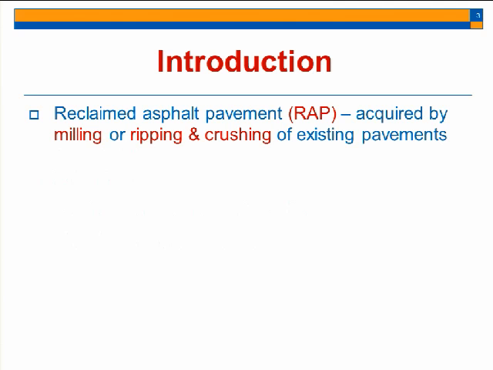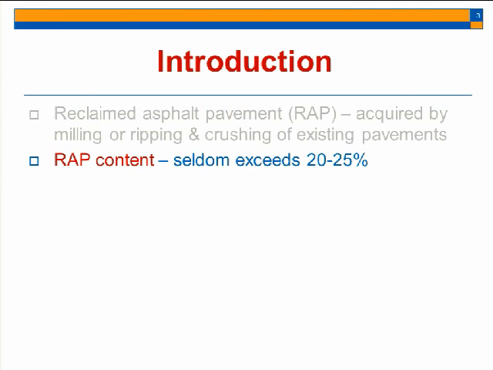So, just to give a brief introduction about RAP. RAP is reclaimed asphalt pavement. We generally acquire it by milling, ripping, or crushing of the existing pavements in the field, and then they take it to the asphalt plants and keep it in stockpiles. In the United States, the RAP content generally seldom exceeds 20 to 25% in the base mixtures or the binder mixtures.